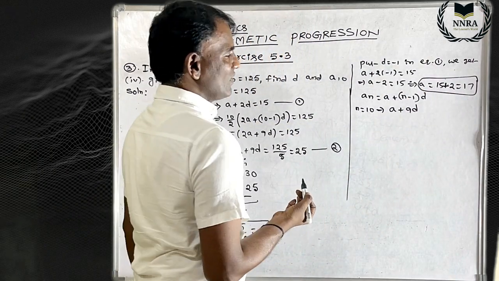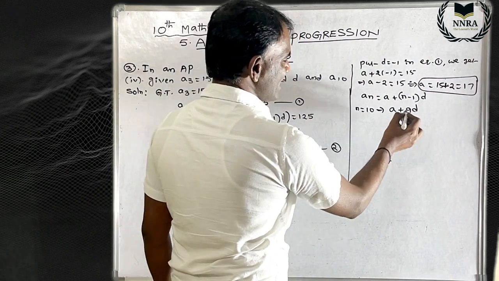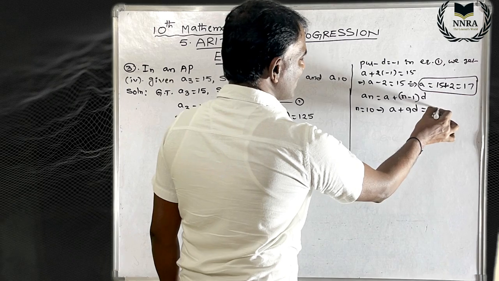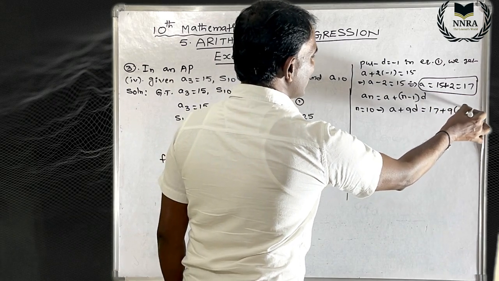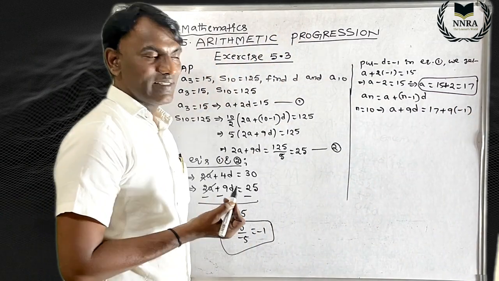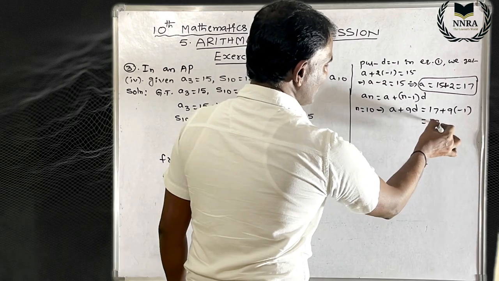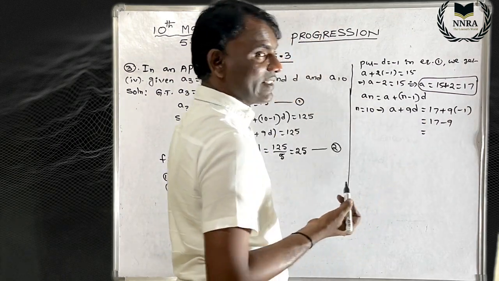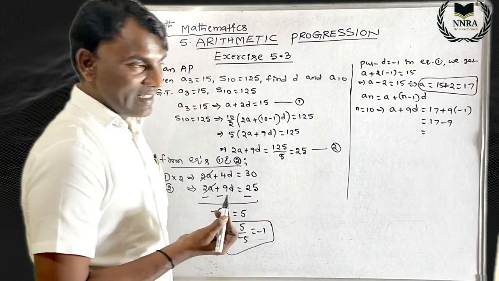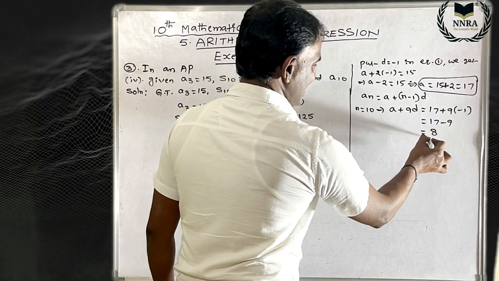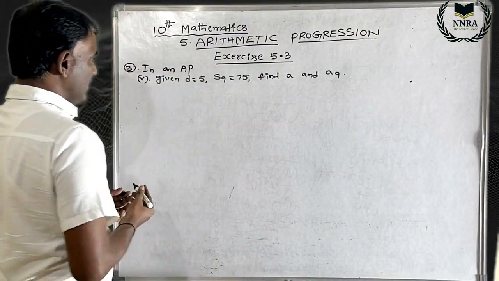Clear? Now how to simplify this? Equal to a means 17. 9 into d value is minus 1. Am I right? And then 17 minus 9. So what is the difference? 17 minus 9, 8. So answer is 8. Okay, now fifth one.